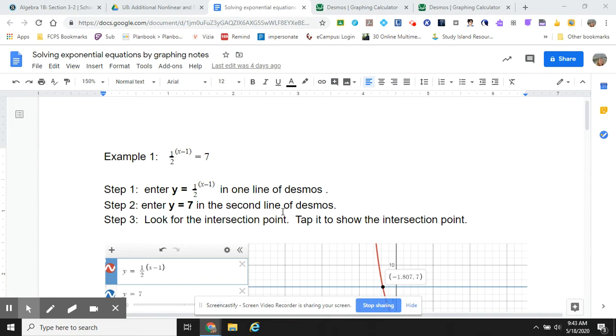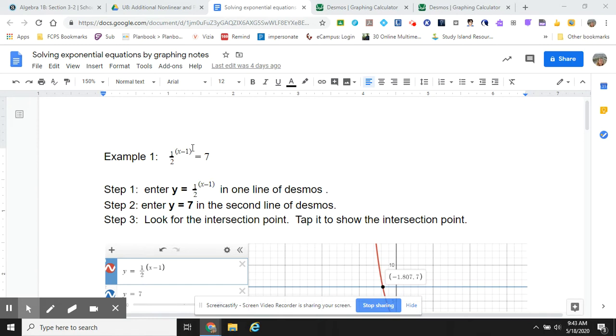So if you take a look at it, we have this 1/2 to the x minus 1. Notice x minus 1 is the exponent. Notice it's also in parentheses. That's important. We also have equals 7. So this is the equation we're trying to solve. Now, when you get to algebra 2, you'll learn a fancier way to solve it. But for now, we're just going to use Desmos.